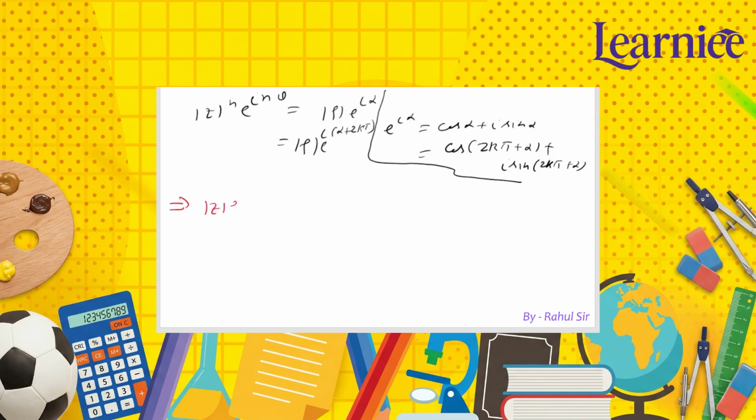So mod z e to the power i n theta is nothing but rho e to the power i, 2k pi plus alpha. Clearly here n is already an integer, it's given, as we are talking about the nth root, whereas k is also an integer. Because cos is a periodic function, its periodicity is 2 pi, so any integral multiple of 2 pi works, with the fundamental period being 2 pi. Got it?